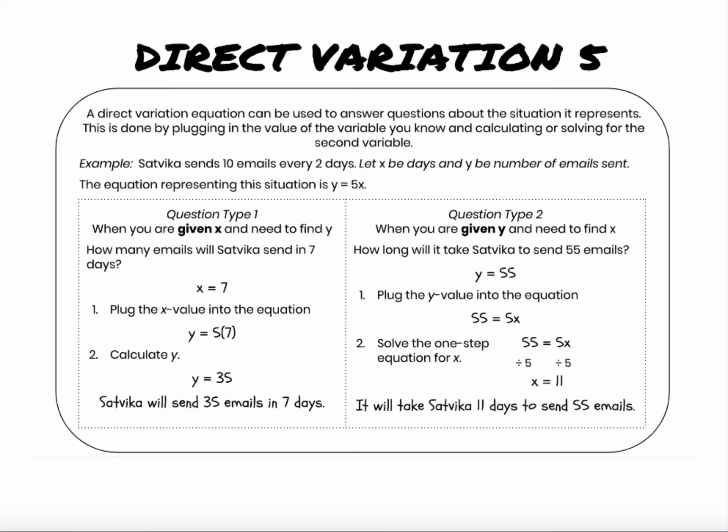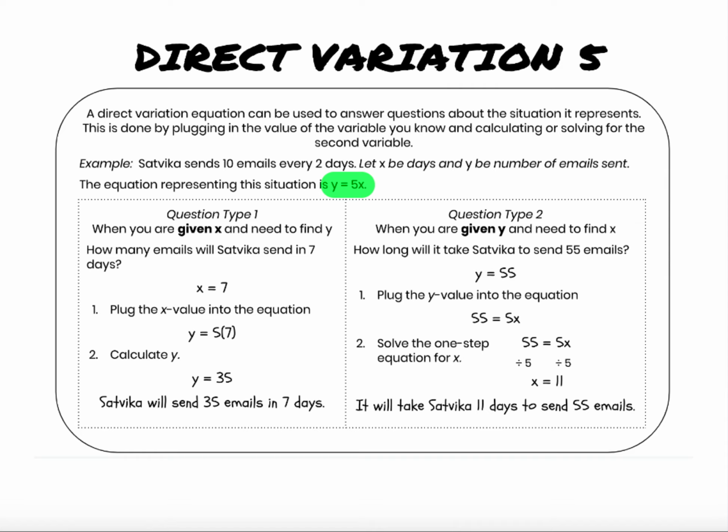So as always, to find our equation, we find our unit rate as y divided by x. So 10 emails every 2 days, 10 divided by 2, gives me a unit rate of 5, and my equation in this situation is y equals 5x.